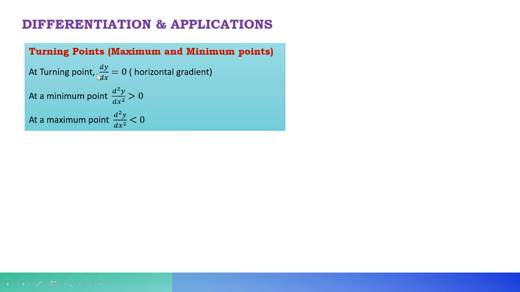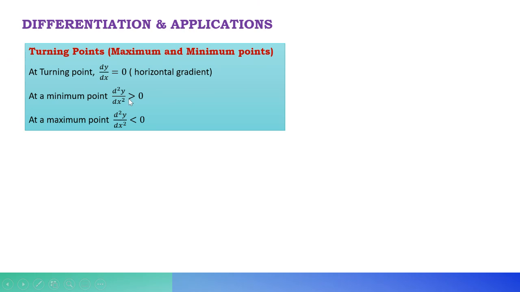So if your dy dx is greater than 0, is in positive direction, or we call it positive slope. Is less than 0, is a negative slope. And then which will be your maximum or minimum? Turning point is your maximum minimum. How do you identify? You have to do your second derivative.